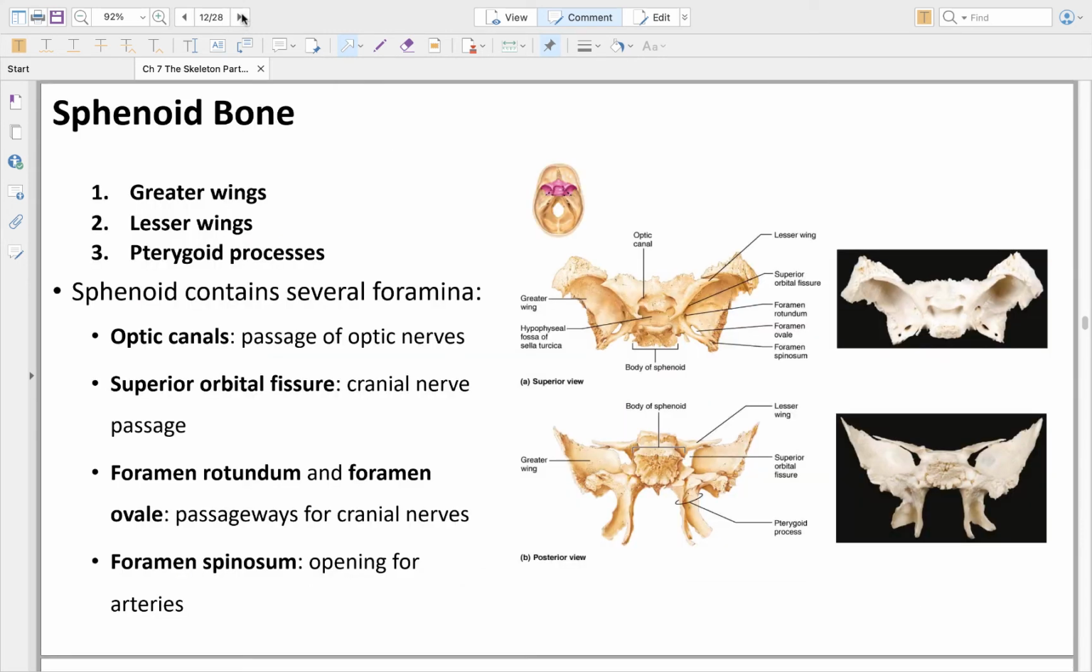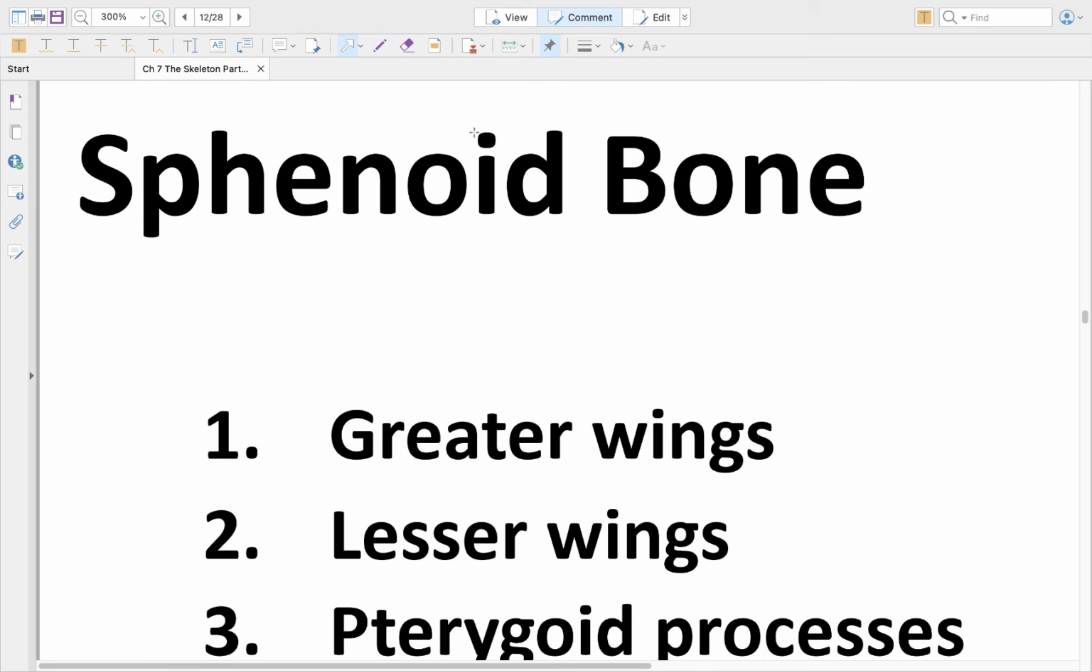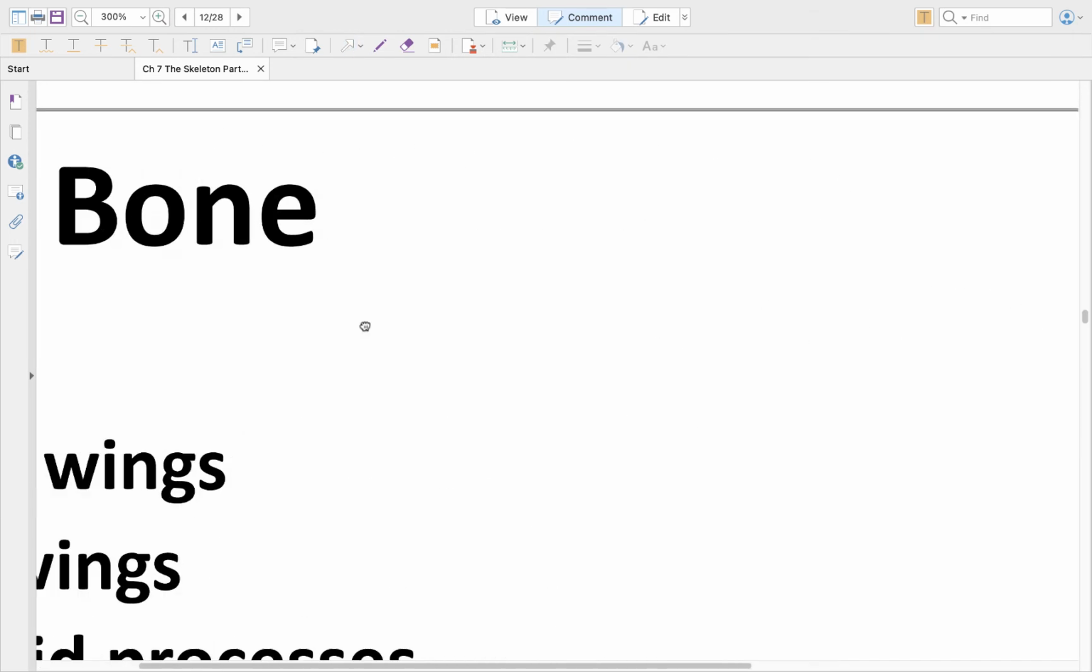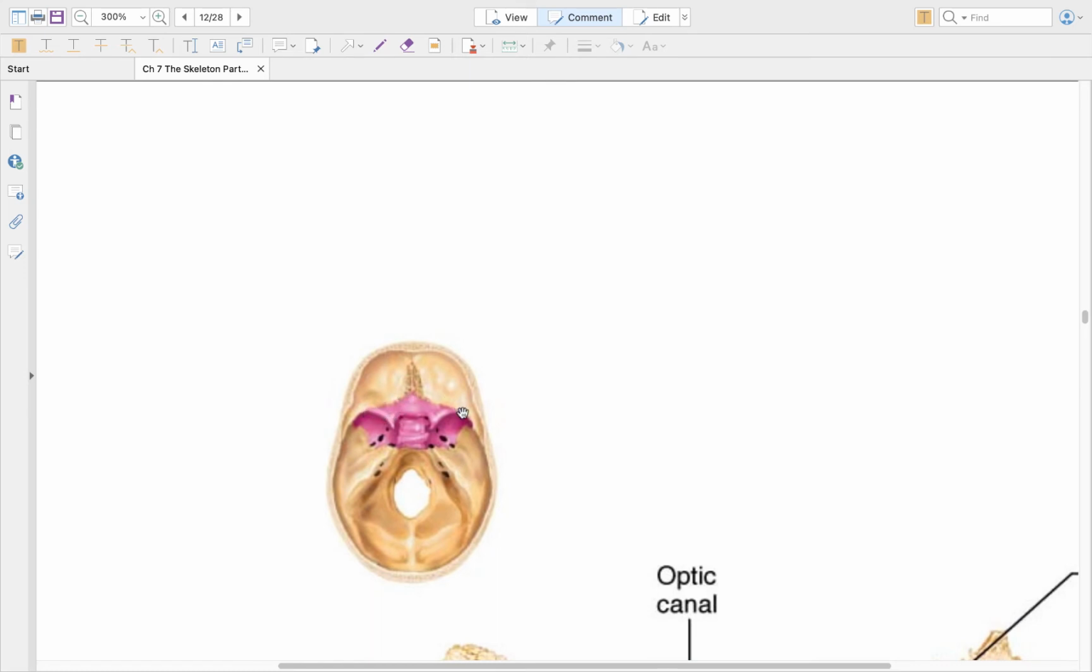Okay, the next bone is the sphenoid bone. Now, I like the sphenoid bone because it looks like a bat, and there is nothing that looks like this bat or this bone. It's completely unique. It can get a little tricky if you see it placed inside the skull. Now, this bone's completely isolated. We look at it placed in the skull, that's exactly what it looks like.